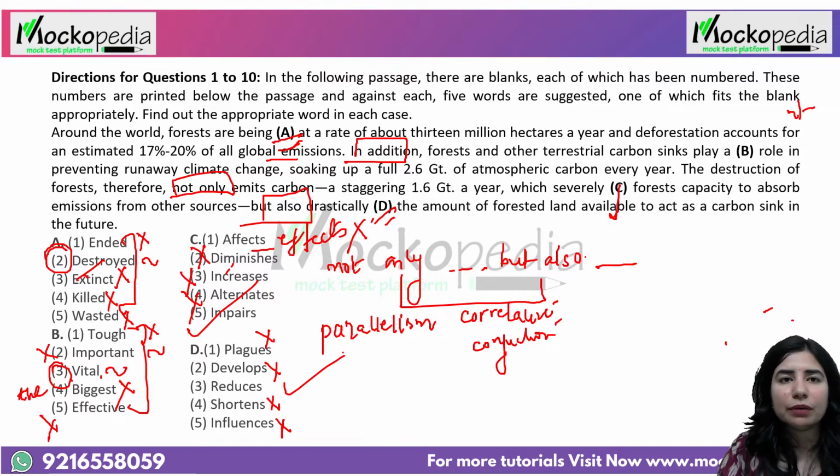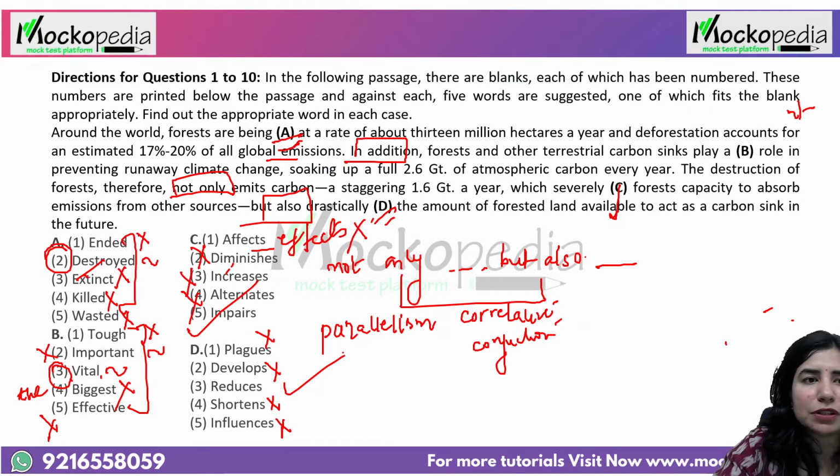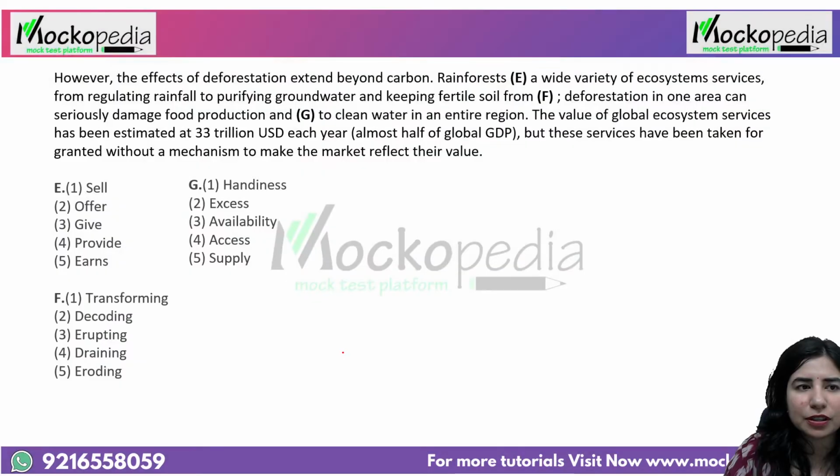So I'm sure we are clear with all the four blanks. You can quickly give it a read so that you are all sorted, and then we'll move to the next page. So let's try this. So you have EFG, three blanks on this page. I'll give you one and a half minutes to try this, then we'll get into the discussion.